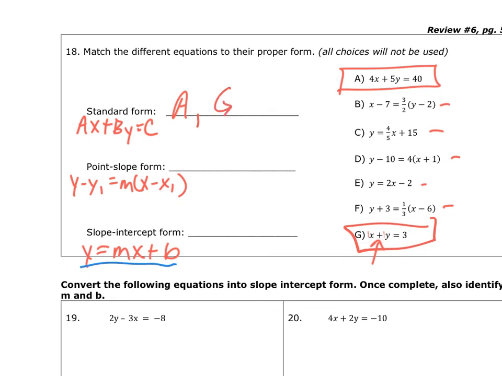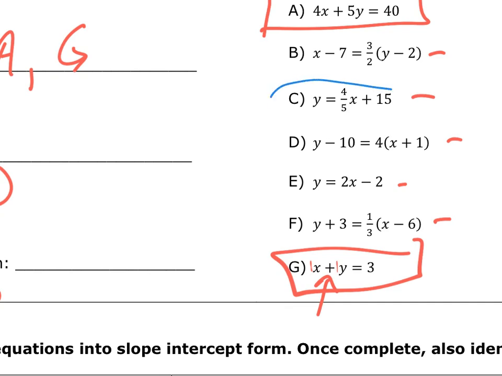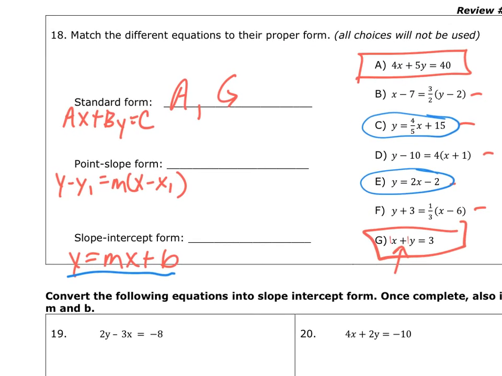Now I'm going to look at slope-intercept form next. You can work it in any order you want. I can see that C and E are in slope-intercept form, and I don't see anything else. So I know slope-intercept form is C and E.